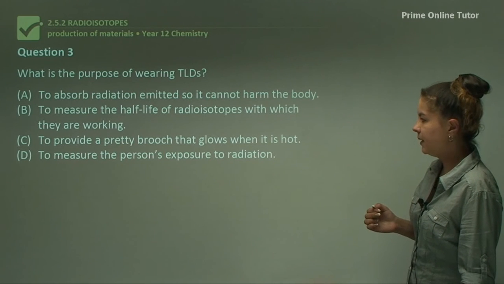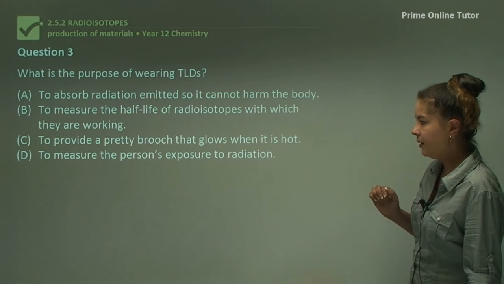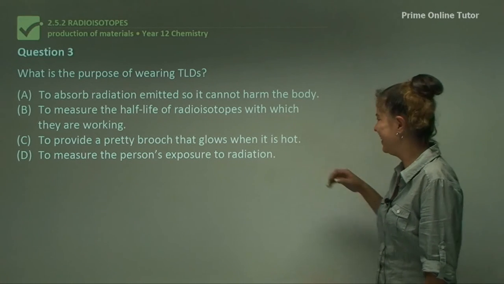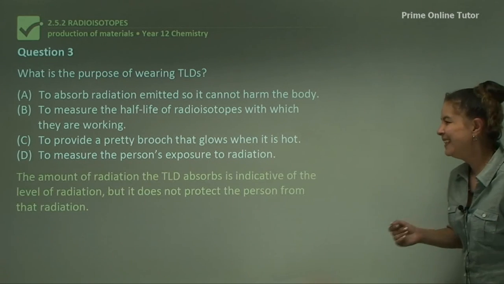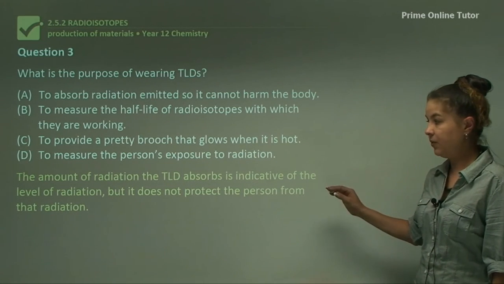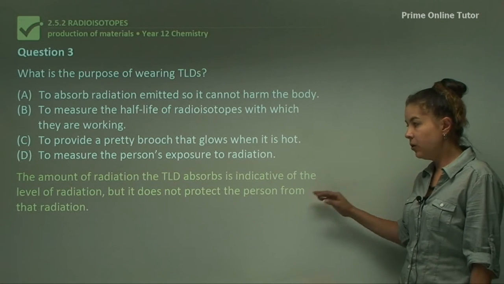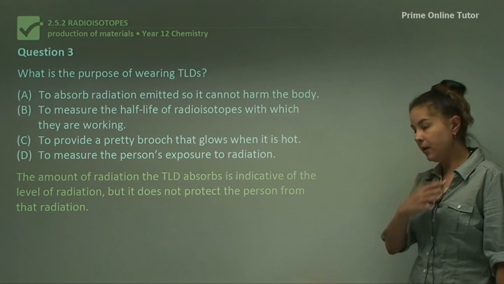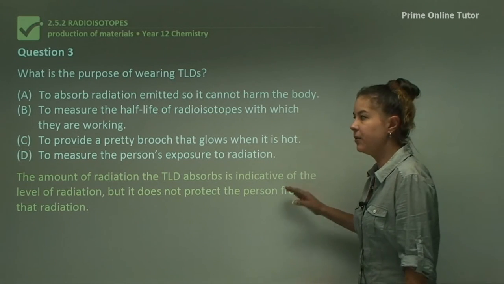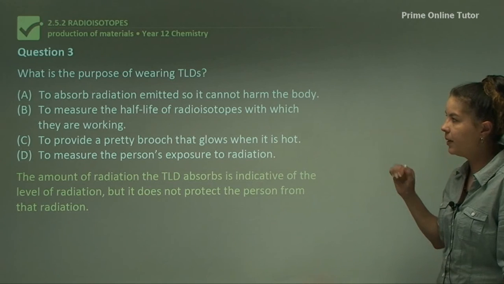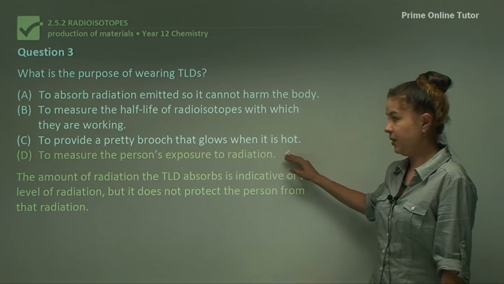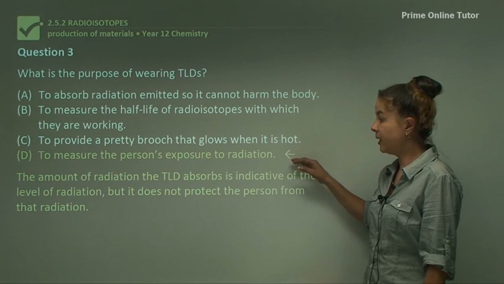These are our options here, and I really love part C, to provide a pretty brooch that glows when it's hot. Don't put part C, as funny as it is. So let's look at it. The amount of radiation the TLD absorbs is indicative of the level of radiation, but it does not protect the person from the radiation. So it will tell you how much radiation you're taking in a given environment, but of course it's not going to protect you. So that's the important part about TLDs. So our answer is to measure the person's exposure to the radiation.